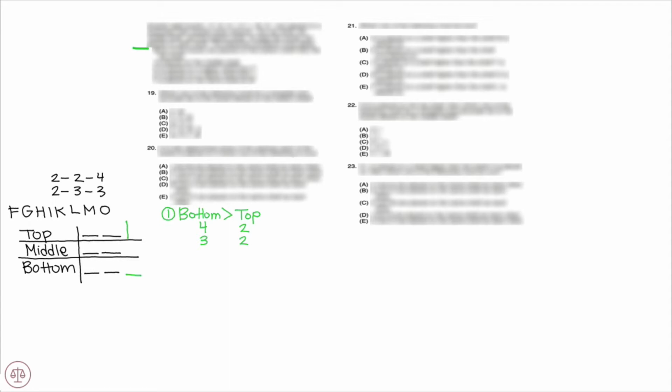Now let's go to rule number 2. I is placed on the middle shelf. Okay, so you know the middle shelf has I. So we'll put I here. Rule number 3, K is placed on a higher shelf than F. Because this is vertical, we're going to draw it that way, where K is going to be above F. So that means that F is not going to be on the top shelf and K is not going to be on the bottom shelf.